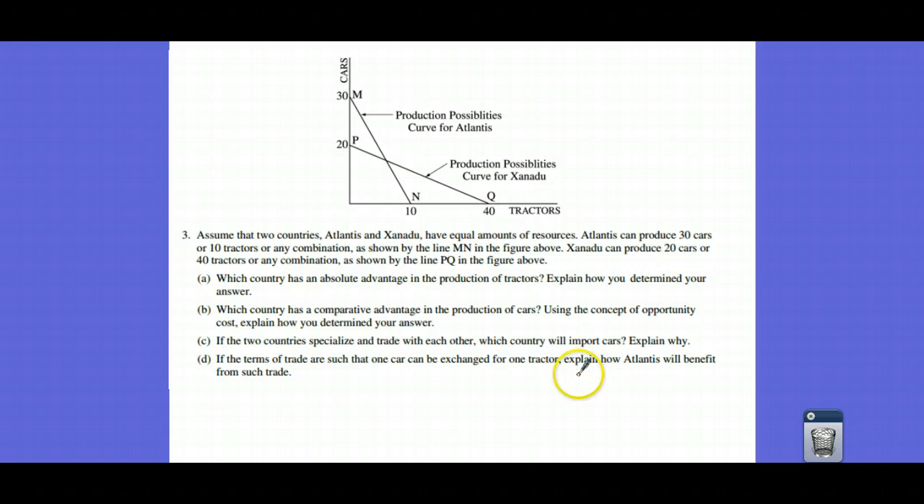Last but not least, here it is, letter D. This is the biggest one of the whole question. It's the most difficult one usually, which has to do with the terms of trade. In this one, they give it to you. If the terms of trade are such that one car can be exchanged for one tractor, so it's 1-to-1, I get a car, you give me a tractor, I give you a tractor, you give me a car, 1 for 1, how will Atlantis benefit from such trade? Well, let's take a look at it.